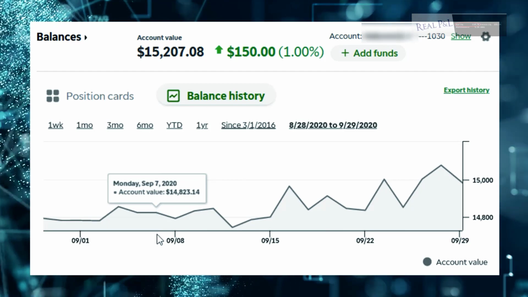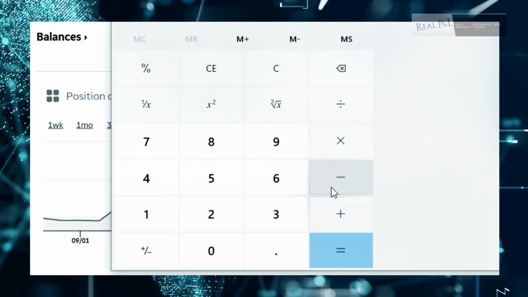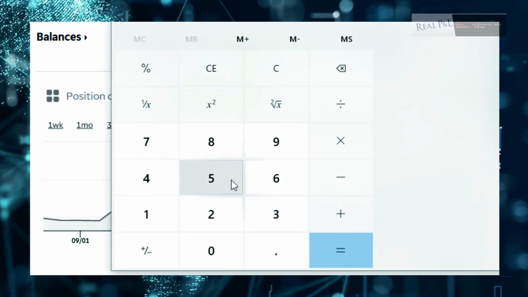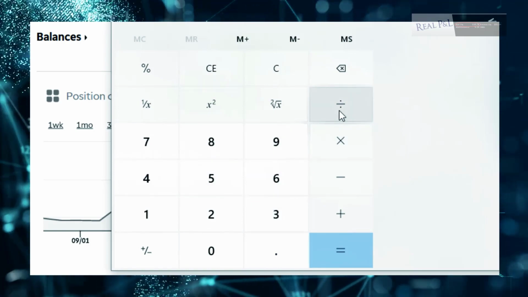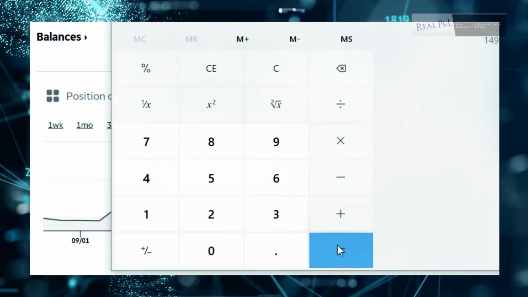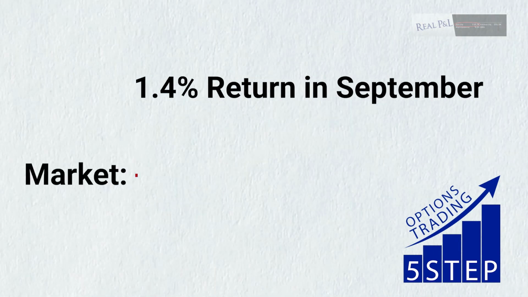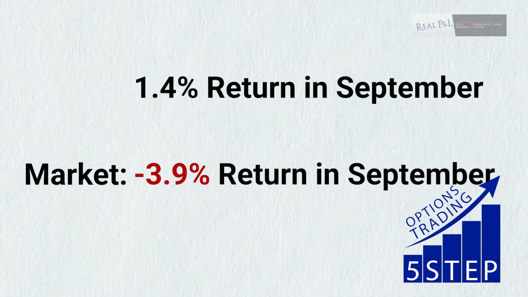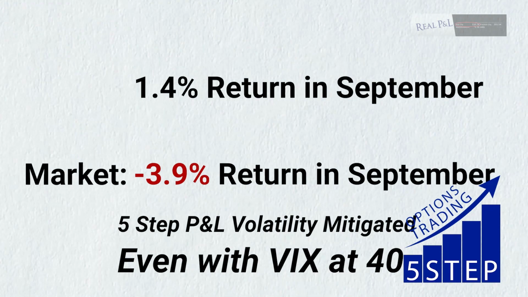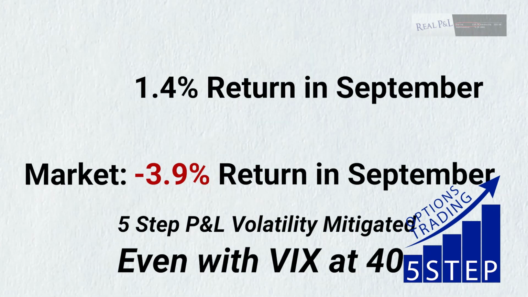And let's do some calculations here. If we ended with $14,992 and we started with $14,781, we end up with $211 in profit, and that's divided by what we started with, $14,781. So you're looking at about a 1.4% return while the market was down 3.9%, along with very little volatility. You saw what the VIX did. It spiked to almost 40 and hardly touched this portfolio in terms of drawdowns.